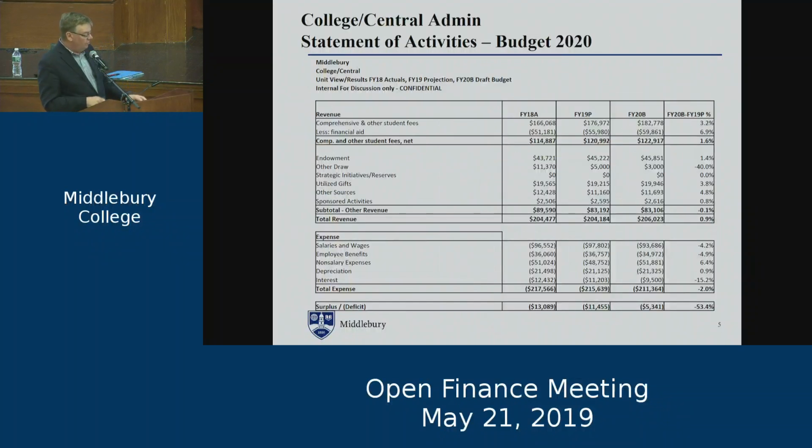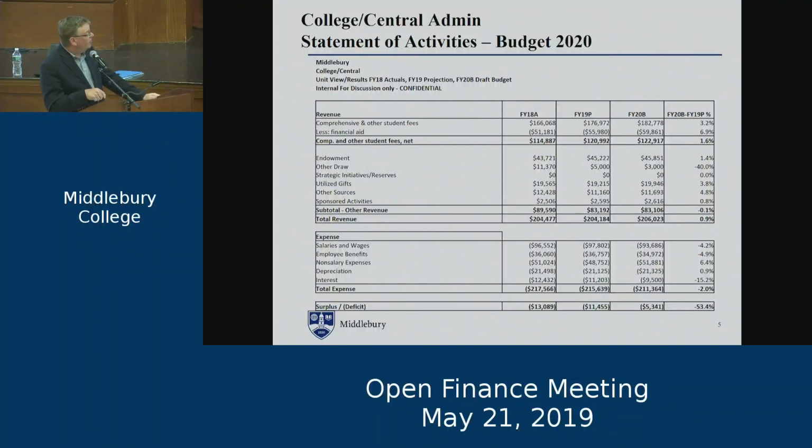As we look to the breakdown by area, we are seeing improvements. The first one is college and central admin. And you can see the operating deficit in FY20 is $5.34 million. That's down from 11.4 and down from 13 in 2018. That is a significant improvement.